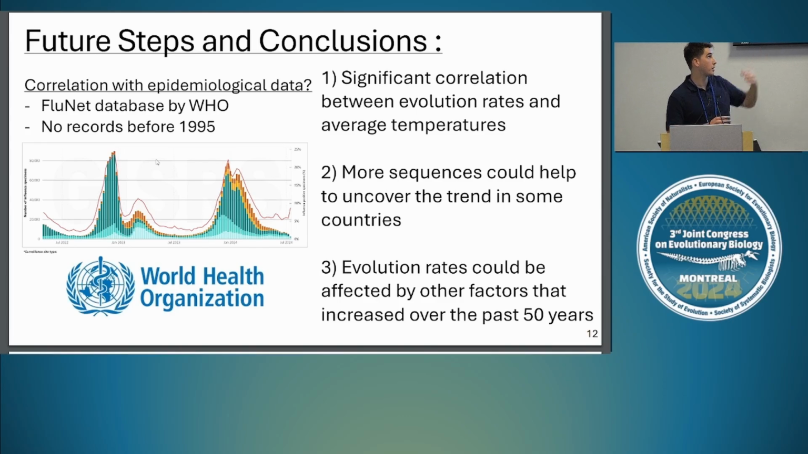So finally, we saw that there was a significant correlation between evolution rates and average temperature. More sequences could help to maybe catch this effect in some of the countries in our data sets. And evolution rates could also be affected by other factors that increased over the past 50 years, because these are just correlations. Another thing we can think about is that some studies show that the transmission of influenza is also influenced by humidity. So if we have a change in humidity over time, that might also affect the evolution rate.